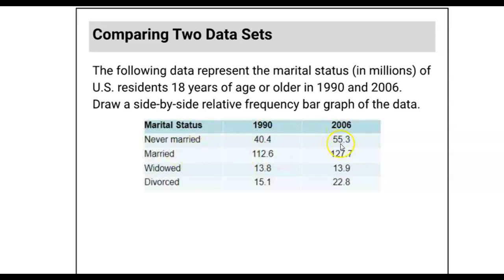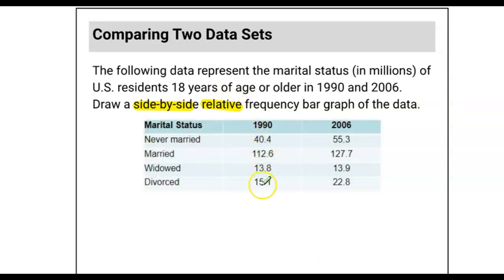And then in 2006, those numbers changed. There are 55.3 million people that never married, 127.7 million people that were married, and so on. It's hard to compare these two groups, however, because we're not really comparing apples to apples. First of all, there were more people in 2006 than there were in 1990. So what we're going to do is draw a side-by-side relative frequency bar graph. Relative meaning we're taking each of these values and dividing by the total in the column.